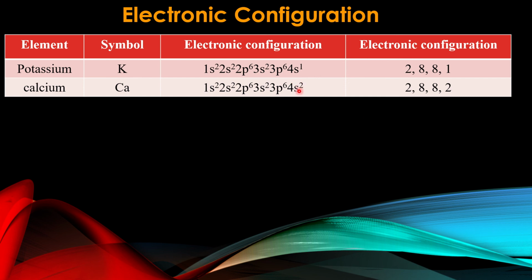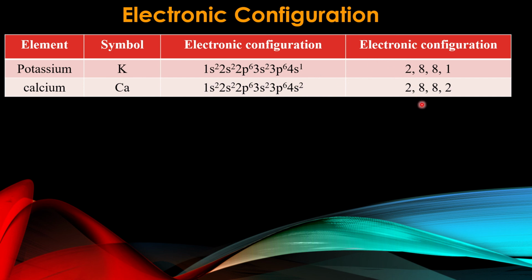When it fulfills the 4s orbital, like here for calcium it is 4s2, and after calcium there is scandium. The electronic configuration of scandium will be 4s2, then 3d1. Okay, because after 4s the 3d orbital will come, because 3d comes before 4p. So the electronic configuration of potassium and calcium is like this.